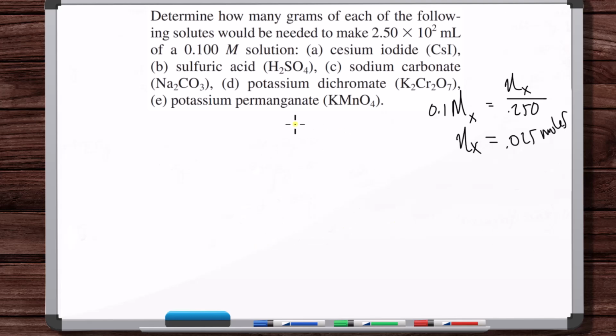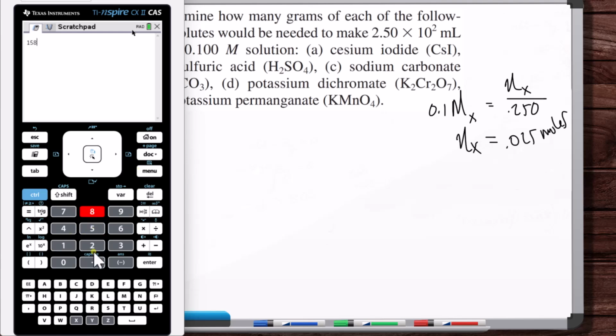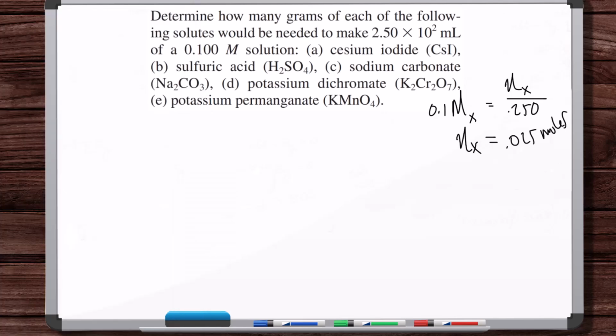Okay, part E, potassium permanganate. The formula weight is 158.03 grams per mole, so 158.03 times 0.025, 3.95 grams.